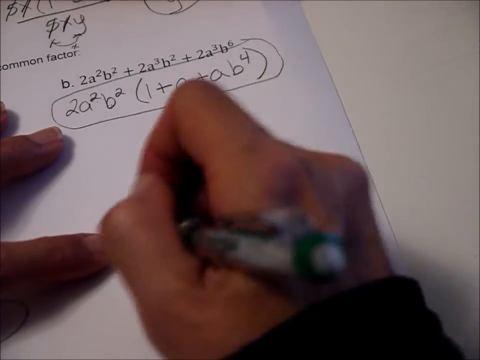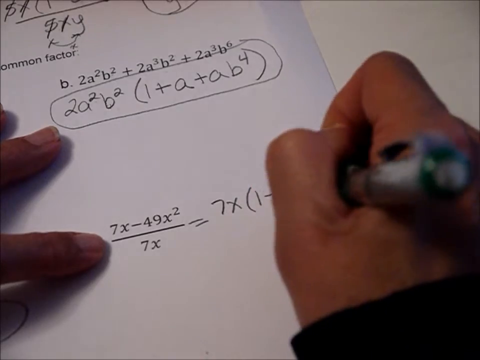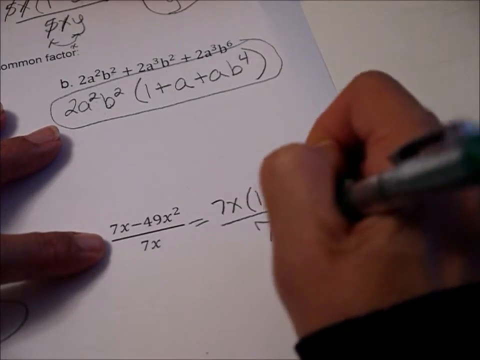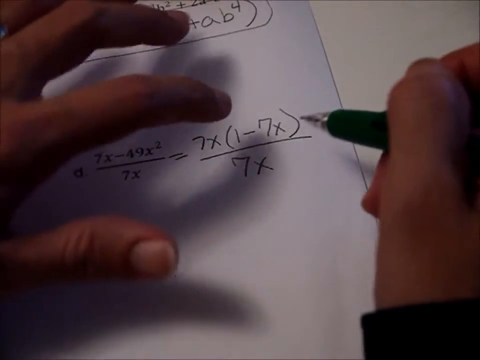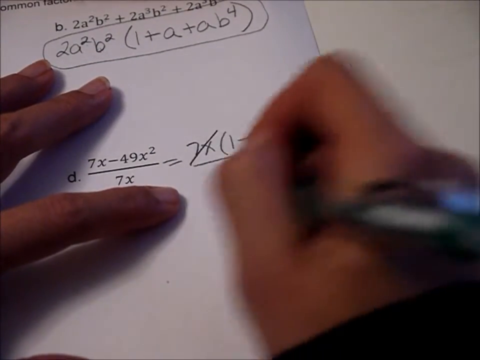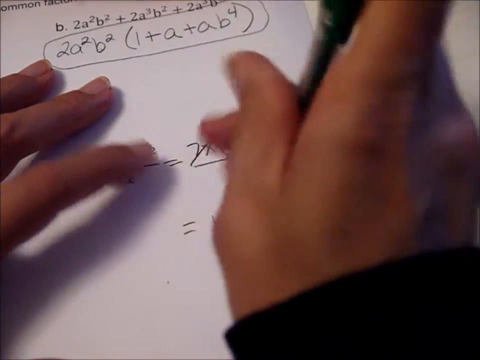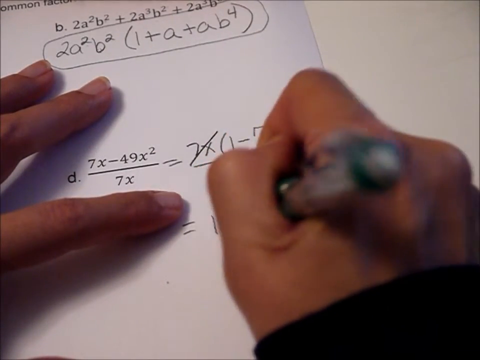All right, so again, I see that we can factor 7x out and we end up with this. And because those are together with multiplication, then this is allowed. Oops. 1 minus 7x is the answer. And there we go.